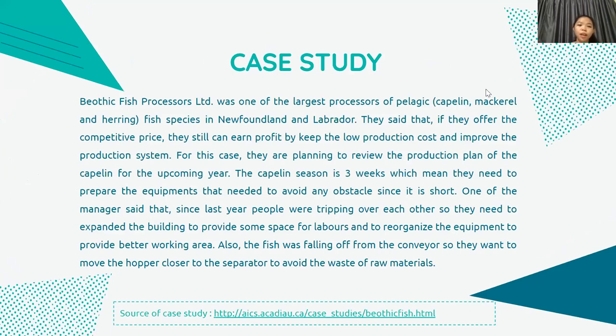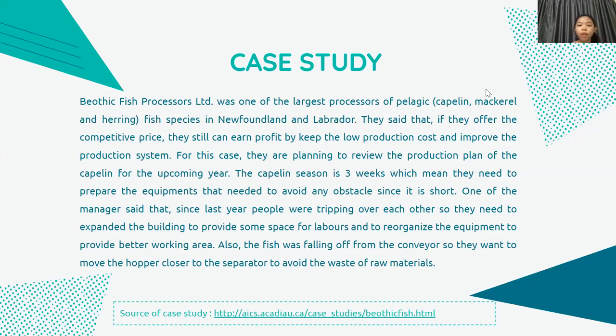Based on the real case study of Biotic Fish Processor Ltd, which is the largest pelagic processor company found in Newfoundland and Labrador, they said that if they offer a competitive price, they can still earn profit by keeping the production cost low and improving the production system. For this case study, they are planning to review the production plan of the capelin fish for the upcoming year. The capelin season is only 3 weeks, which means they need to prepare the equipment needed to avoid any obstacle during the harvesting.